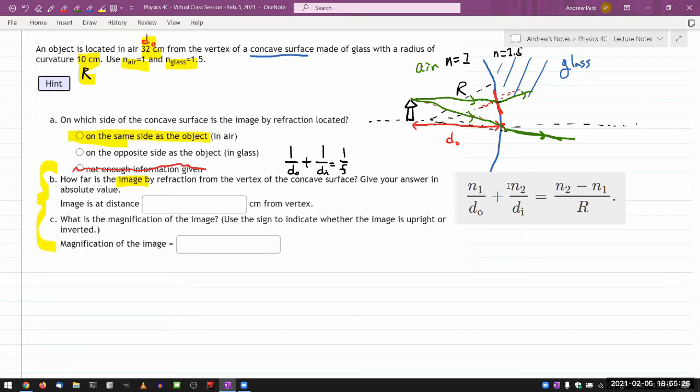So let me make notations that remind me of what values I should be putting in. This N1 should be 1, the index of refraction of air. N2 should be N glass, or 1.5 if we want to plug in numbers. Same here, N2 is N glass, and N1 is air, so I'm just going to put 1. Okay, I have DO, I was given that, and I have R.